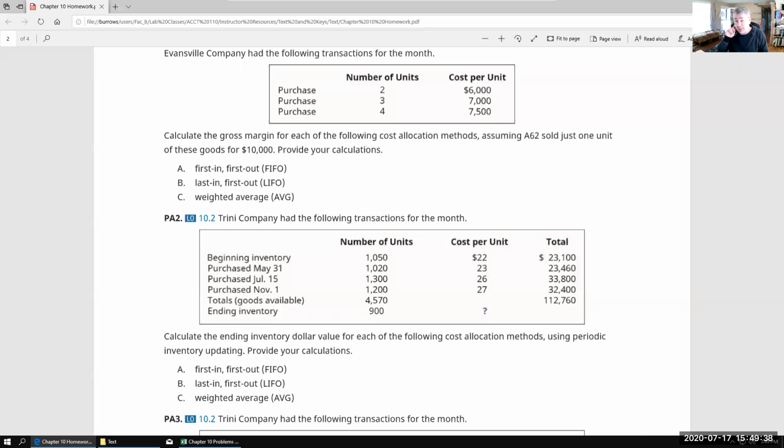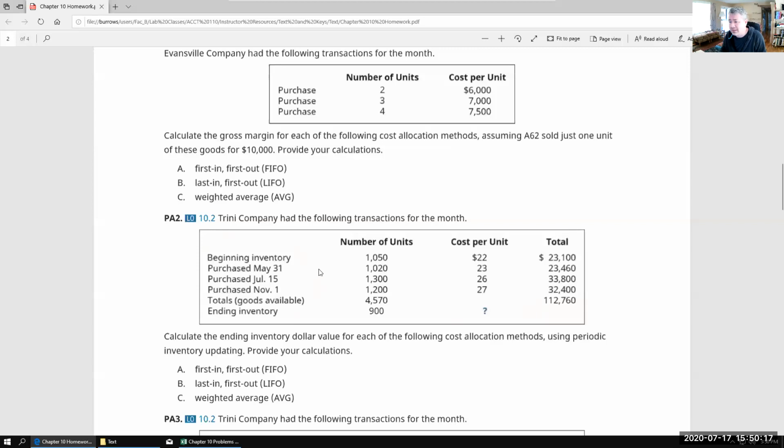Okay, so we're just going to look at the problem here for the second one, and we'll talk about how you do it. So let's take a look and see what's on our screen. We have a company, and they had a beginning inventory of this amount. So they started the month with this many items. They ended the month with 900, and over the course of the month, they had purchased a total of 4,570 items. And the total cost is right here, they can use that later. And so it's then calculating the ending inventory for each of the cost allocation methods using periodic inventory updating.